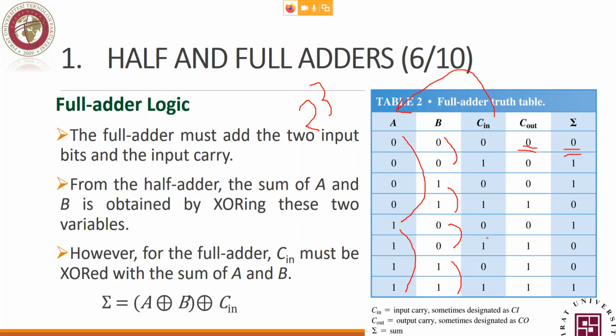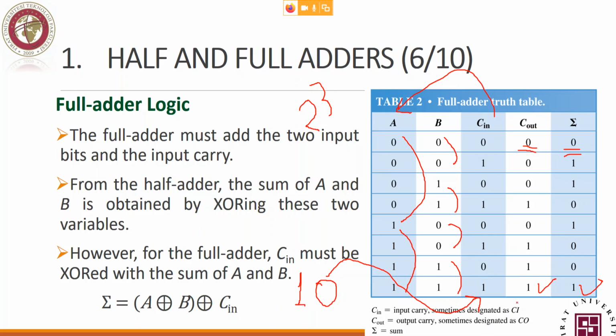Again, we have 2 ones here, 0 with 1 carried. Here we have 2 ones, 0 with 1 carried. Then we have 3 ones, so it would be 1 for the summation. Why? 1 plus 1 is 0 with 1 carried, keep that 1 carried aside, then this 0 plus 1 is 1, so 1 for the sum with 1 carried.